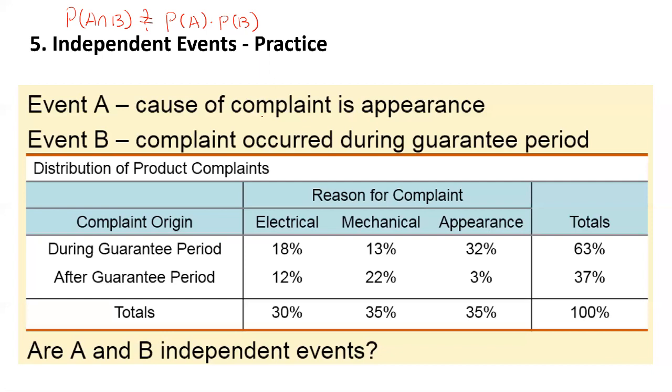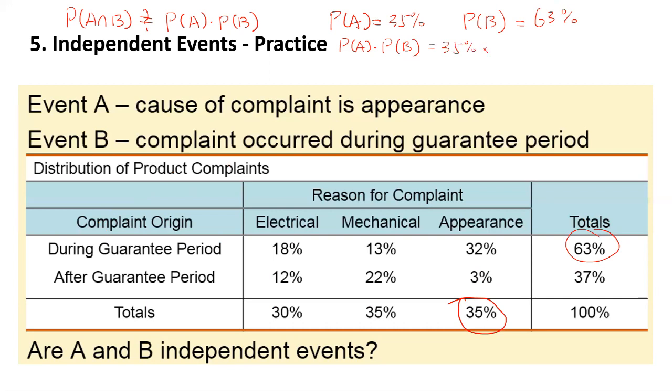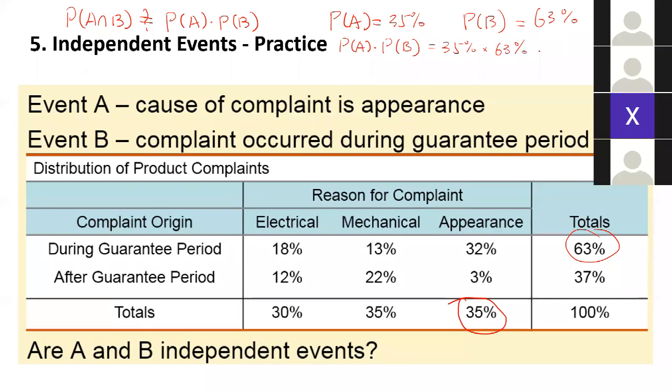Okay, have you finished? All right, first of all, let's calculate P(A) first, okay? P(A) is probability of this cause is appearance. So according to the table, the number is here, right? 35%. Next, the probability of B. This number is here. The complaint happens during the guarantee period, which is 63%, right? So the probability of A times probability of B is 35% times 63%, which is approximately 0.2205, right?